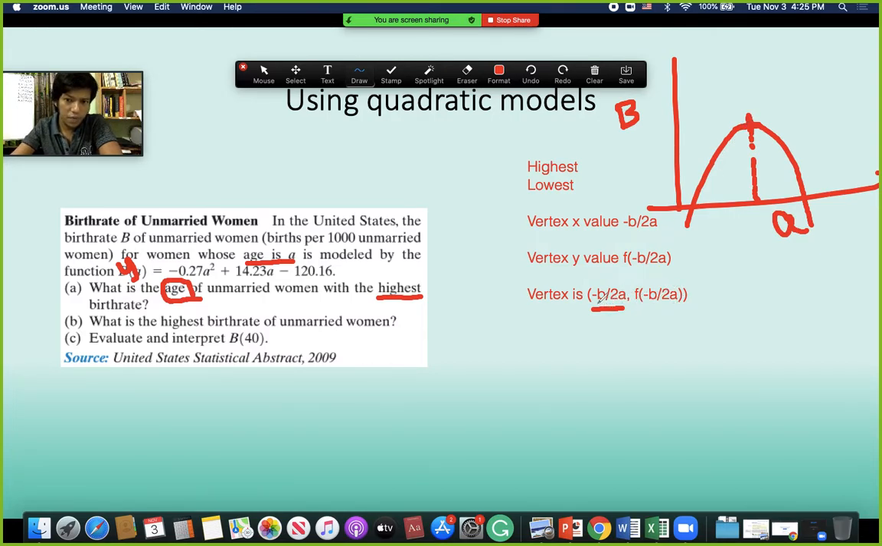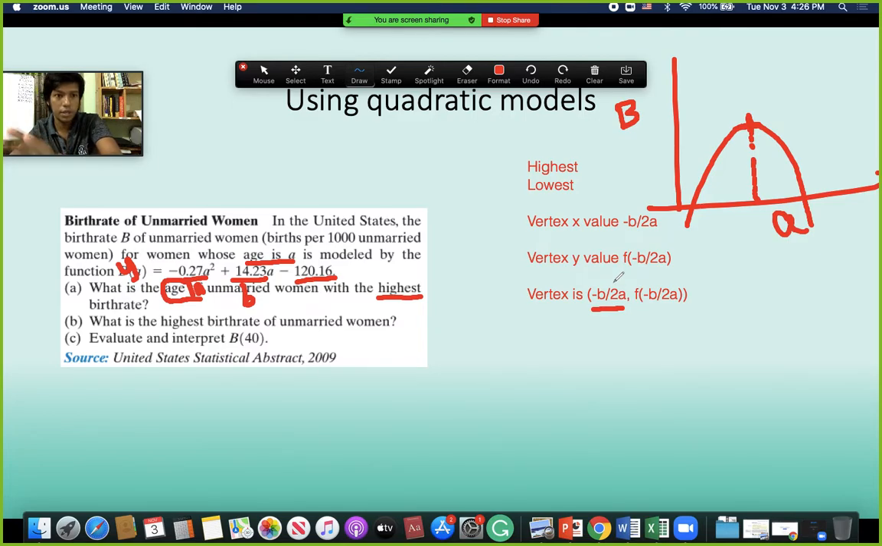Suppose you do this math, you put in this value, minus b by twice a. What is the value of b? The b value is this. This is a, this is b, and this is c. So a, b, c. Okay. In the quadratic function, you know ax square plus bx plus c. So the first value is a, the second value is b, the third value is c. The coefficients are a, b, c. So you know which value is a, b. So you can just put the value here. 14.23 will be here, and divide by twice a. 2 into the a value, which is minus 0.27.